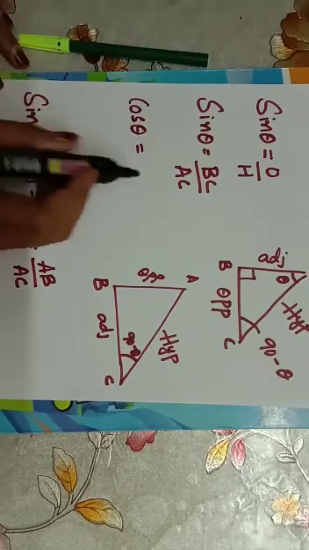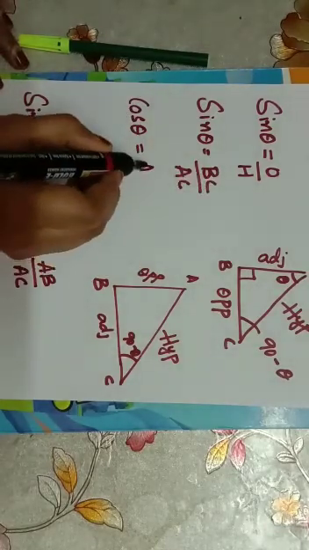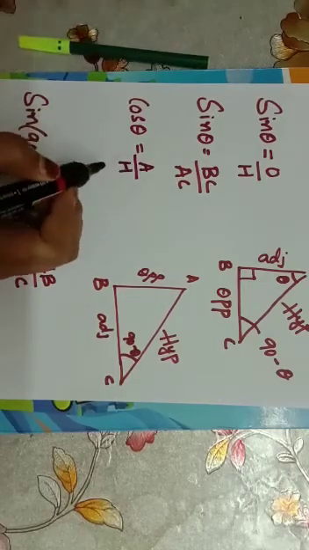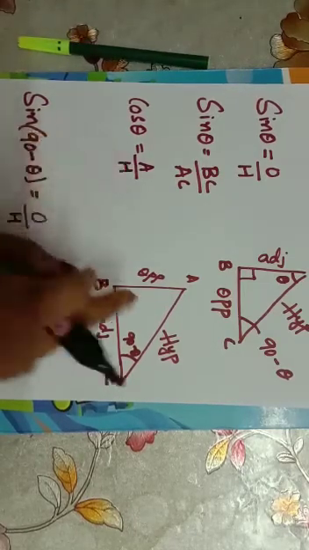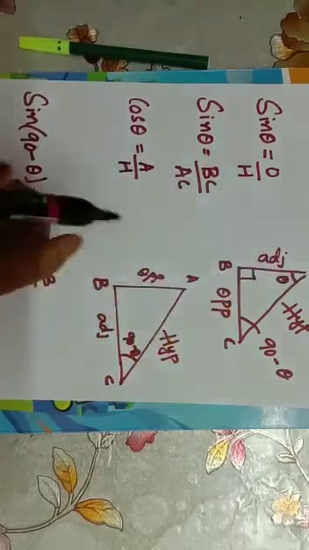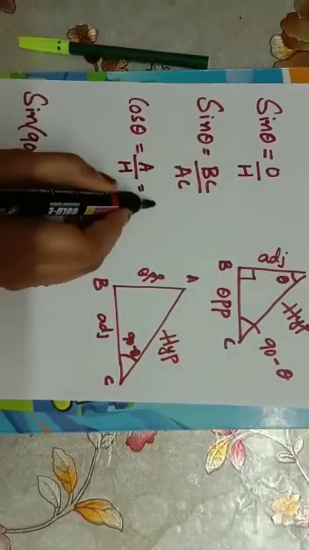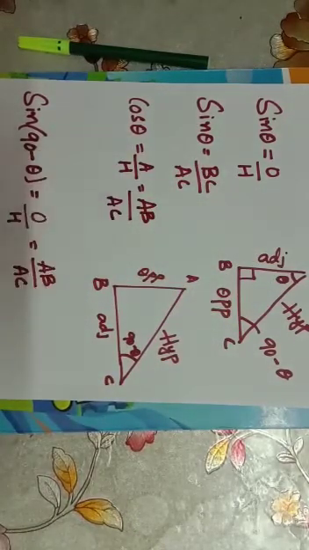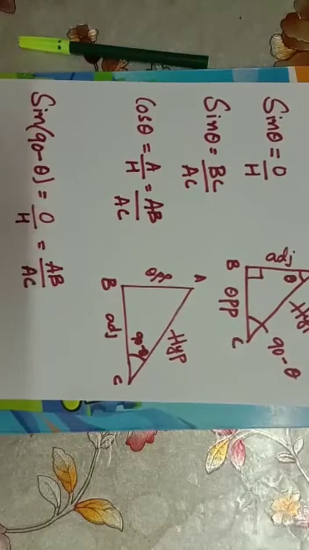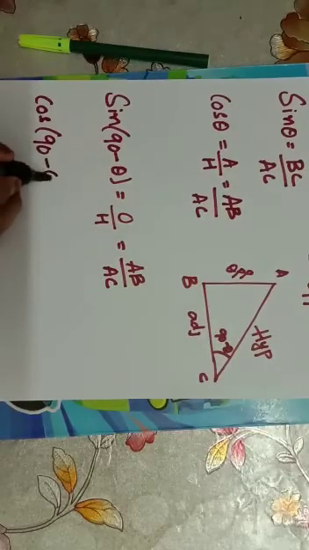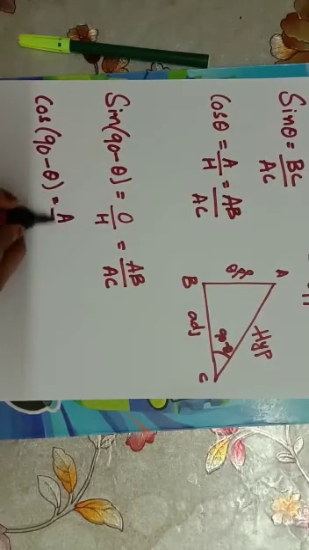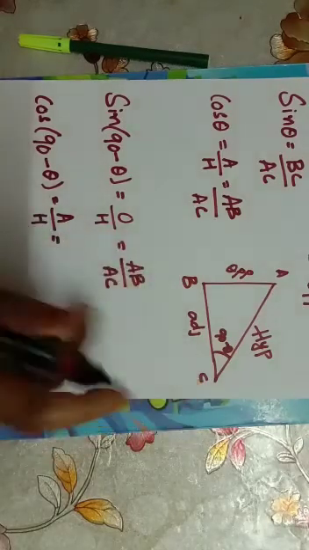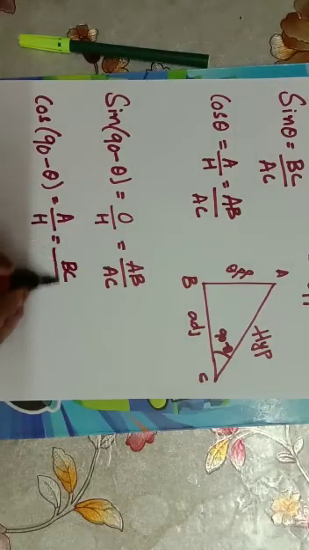Now come back to cos theta. What is cos formula? Old Henry and his, that is adjacent by hypotenuse. Adjacent is how much? AB, that is AB by AC. Now come back to this cos 90 minus theta. Cos 90 minus theta is A by H. A is how much? BC by AC. Hope you all know this.